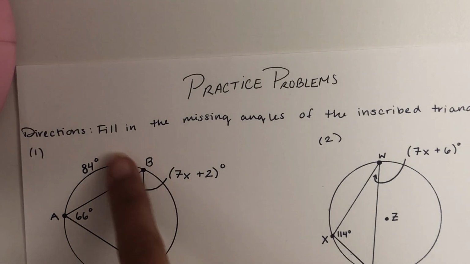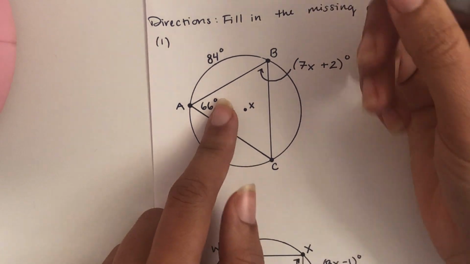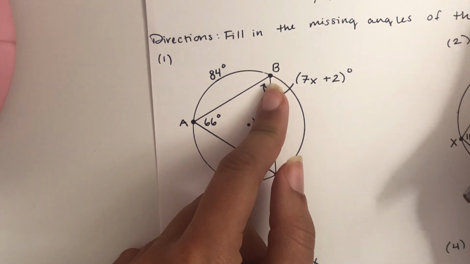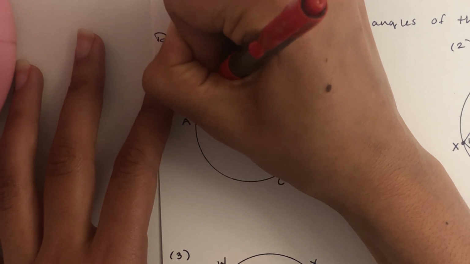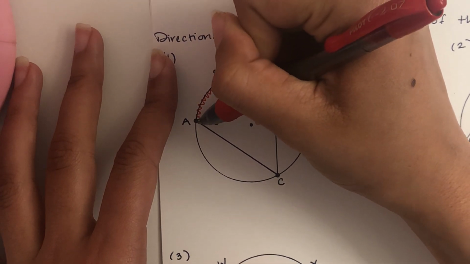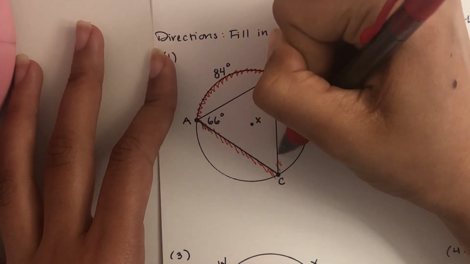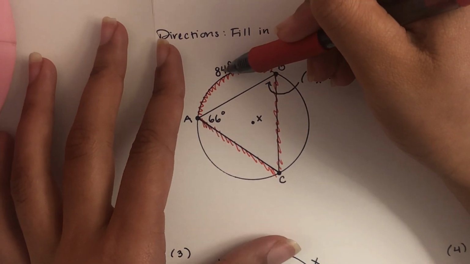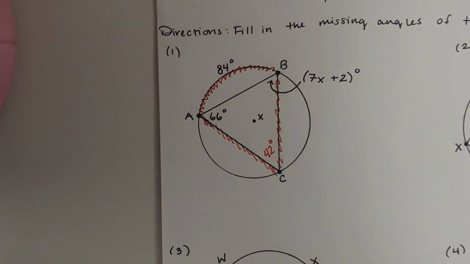All right. Directions: fill in the missing angles of the inscribed triangle. So let's look here. I have this triangle. This is 66 degrees. I don't know what this is, but I have an expression for it. And then I have this arc over here, which is 84. This arc of 84 degrees belongs to this angle. So if this is 84, I have to take 84 divided by 2, which gives me 42 degrees. And that's how that works.